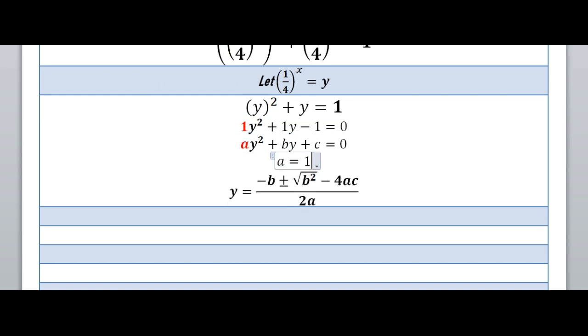Then again, b is equal to 1, because you can see the coefficient of y here is positive 1, the same as positive b. So b is 1. Then the constant term, c, is equal to -1, because you can see clearly that we have -1, which is the same as the constant term positive c. So c is equivalent to -1.